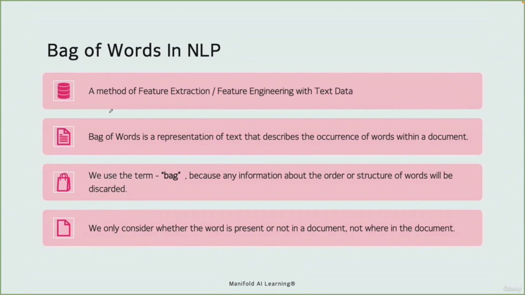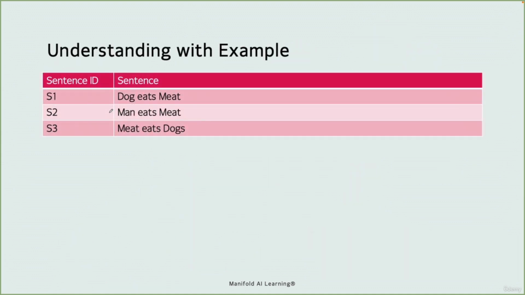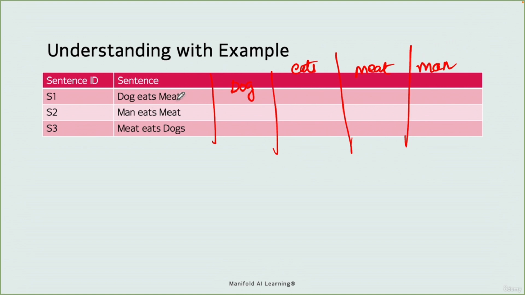Now, in order to understand this bag of words technique, let's take up an example data set. Let's say I've got three documents in this data set. S1 says dog eats meat, S2 says man eats meat, and S3 says meat eats dog. So I've got three sentences in this data set. If I represent the text data with one hot encoding, this is how it would look. Dog, eats, meat and man are the unique words in this data set. Depending on the words that are occurring, dog is present once, then eats, meat, man. Man eats meat.